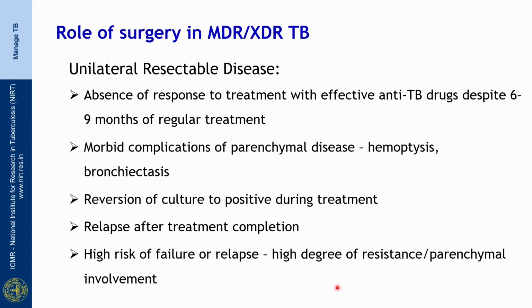What is the role of surgery in MDR, XDR TB patients? Surgery will be offered only in unilateral resectable disease, and only in the following situations: absence of response to treatment with effective anti-TB drugs despite 6 to 9 months of regular treatment; morbid complications of parenchymal disease like uncontrolled hemoptysis or bronchiectasis with recurrent infections; reversion of culture to positive during treatment; relapse after treatment completion; high risk of failure or relapse, that is, high degree of resistance or parenchymal involvement. In these scenarios only, surgery will be undertaken.